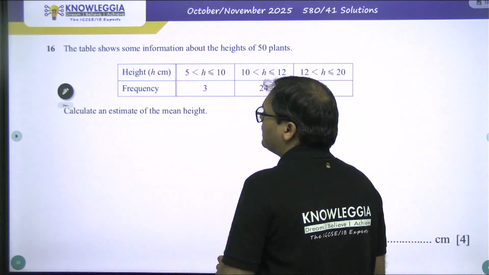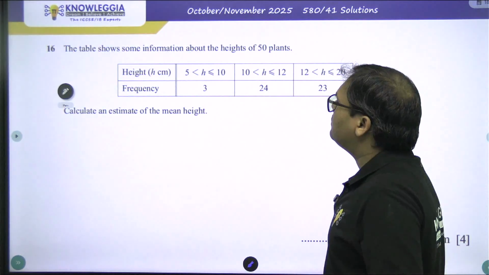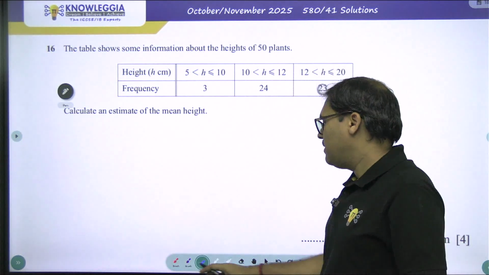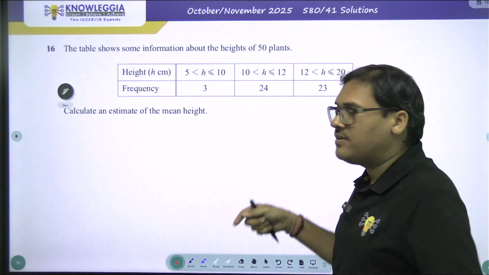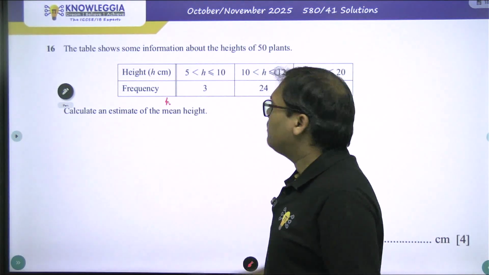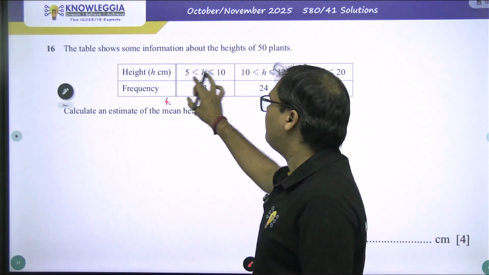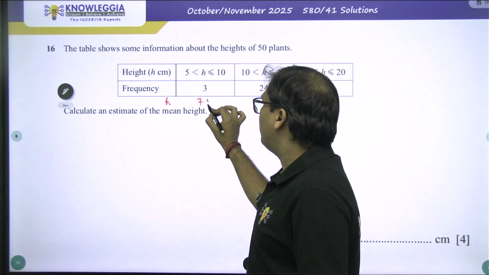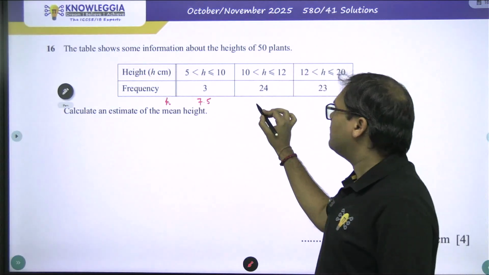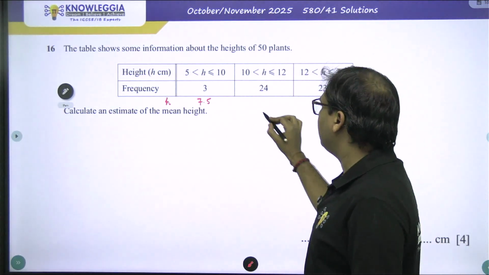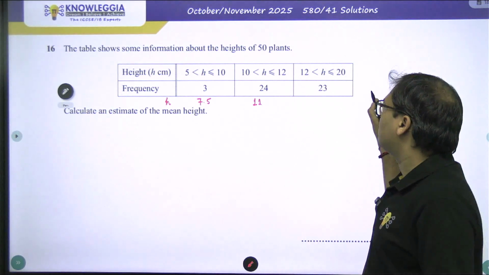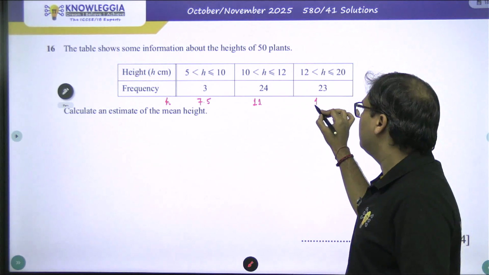Now let's move to the next question. The table shows the frequency, estimate the mean. If we're finding the mean, we will take midpoints, because this is given in class intervals. What is the midpoint for height? For the first class, the midpoint is 15 by 2, which is 7.5. Here this is 11. And the midpoint of the next two is 32 by 2, that is 16.